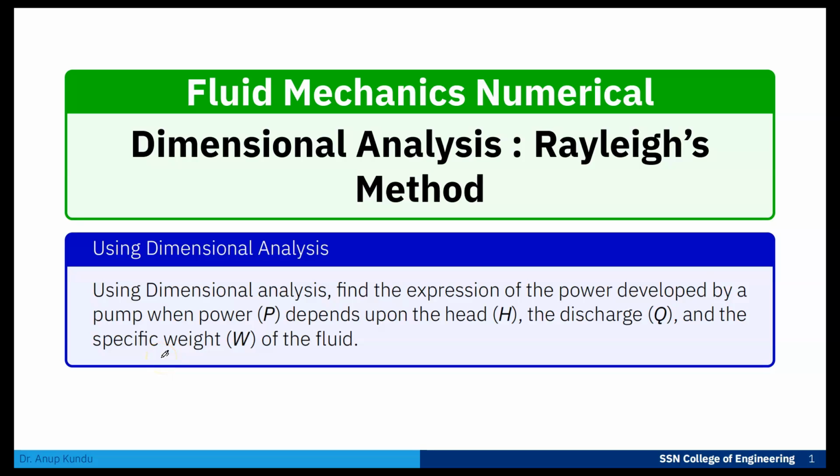Today I'll solve one fluid mechanics numerical problem based on dimensional analysis. I'll use Rayleigh's method. So here is the problem statement. Using dimensional analysis, find the expression of power developed by a pump when power P depends upon the head, discharge Q and specific weight W of the fluid.